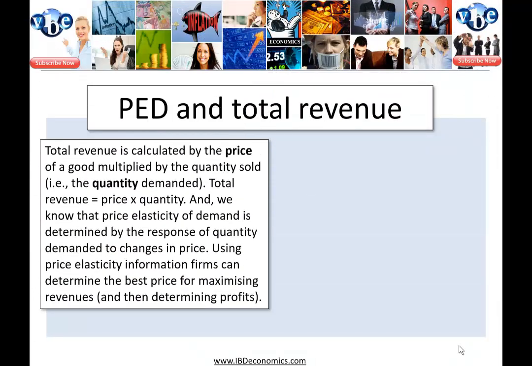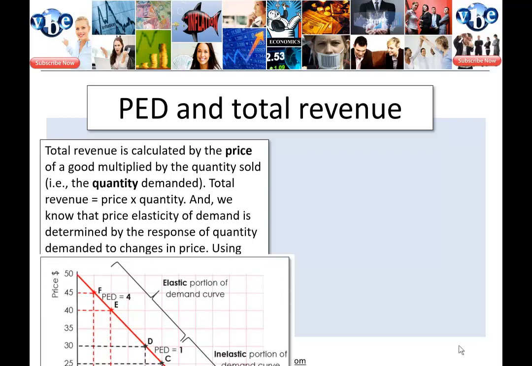Okay, total revenue. This is an important, often examined concept in IB economics. Total revenue is calculated by the price of a good multiplied by the quantity sold, i.e. the quantity demanded. So total revenue is price times quantity. And we know that price elasticity of demand is determined by the response of quantity demanded to changes in price. Using this price elasticity information, firms can determine the best price for maximizing revenues, and from revenues comes profit.